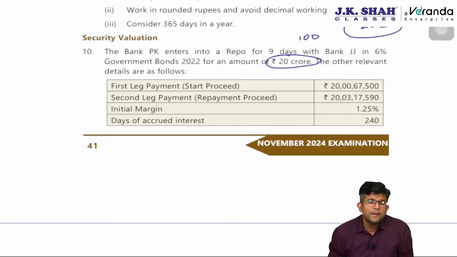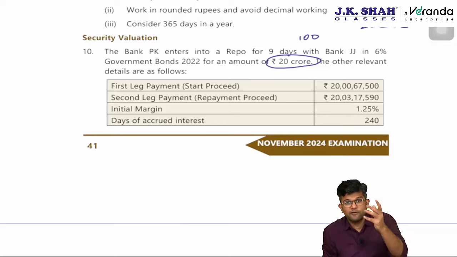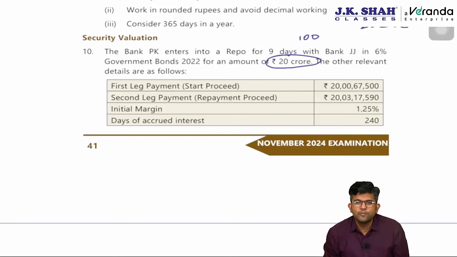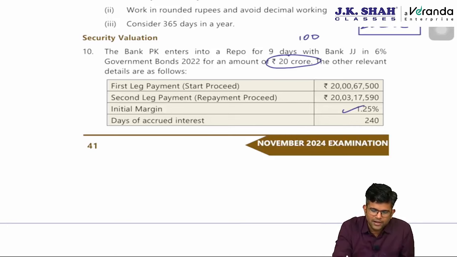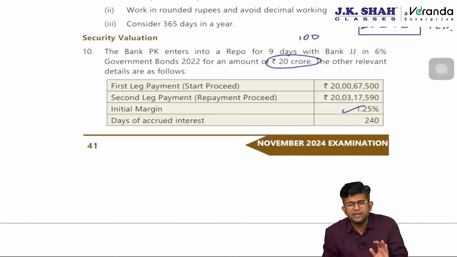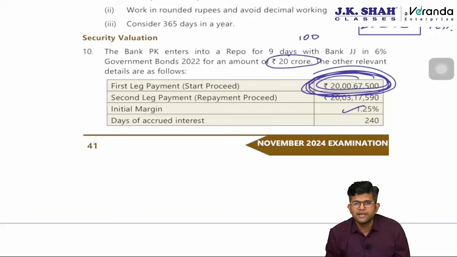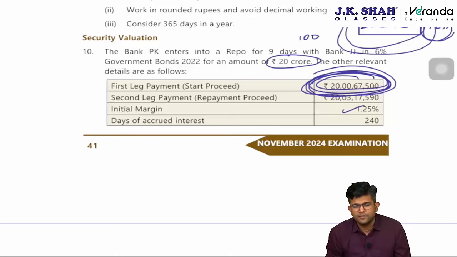Now students, let the market value per bond be X. So can I say the total market value will be 20 lakh X worth of bonds that PK has given to JJ. Ideally this should be the loan that JJ gives to PK, but then the initial margin kicks in, where JJ says, okay, you give me this bond value, but I will deduct margin of 1.25%, and the balance I will give you as the loan. So the loan given by JJ to PK is after deducting 1.25% from the market value of the bonds.